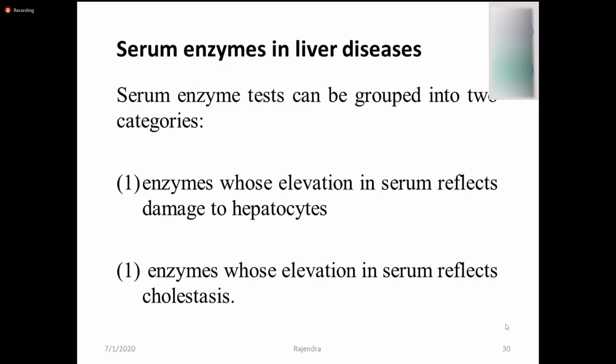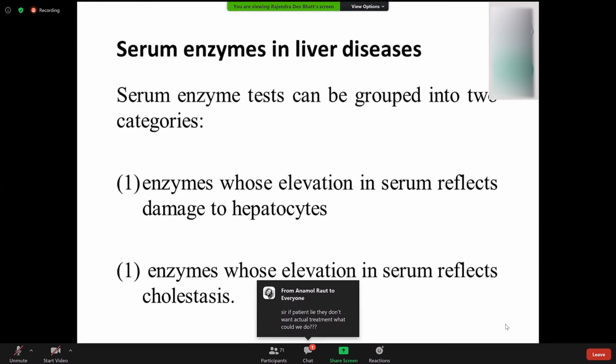Yes, after the cardiac markers, we have serum enzymes in liver disease. That means markers of liver disease. We may have heard of the liver function test, or LFT. There are many enzymes and other markers to see whether the liver is working or how much problem there is in the liver. Serum enzyme tests can be grouped into 2 categories: enzymes whose elevation in serum reflects damage to hepatocytes, that means if such enzymes are higher than the biological reference range. And second, enzymes whose elevation in serum reflects cholelithiasis or cholestasis. That means stone in the gallbladder, because that is the most common disorder of the liver.